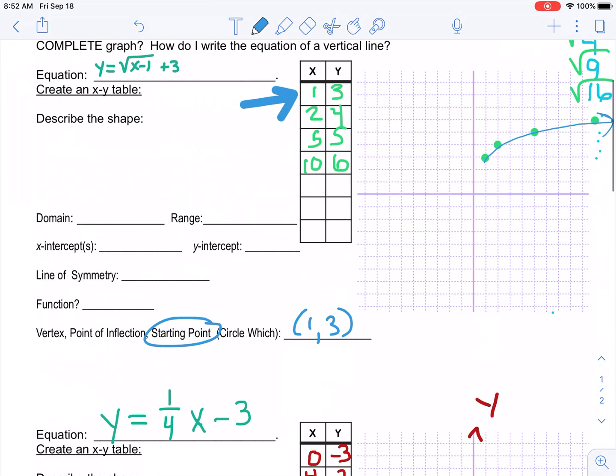Okay? Really quick, because I feel like I need to go up here and make sure I have a complete graph. 1, 2, 3, 4, 5. Negative 5. 1, 2, 3, 4, 5. Y-axis. X-axis. I've got my arrows. Let's copy my equation.